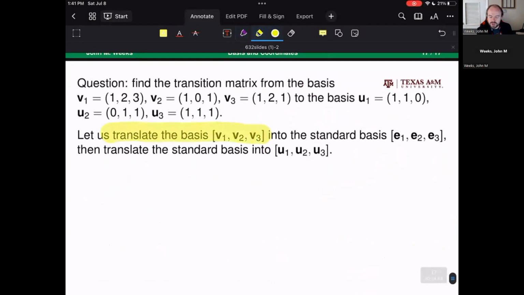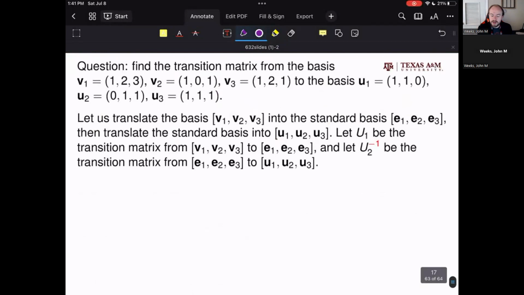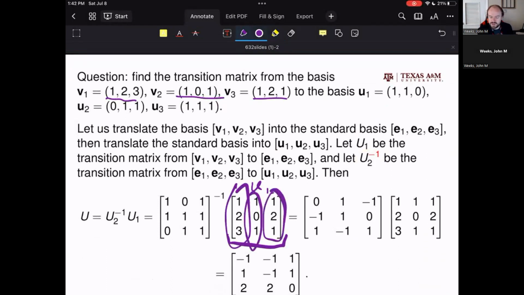We're going to try and translate V1, V2, V3 first into the standard basis, E1, E2, E3, and then translate that into the non-standard basis, U1, U2, and U3. So let's let U1 be the first transition matrix, and then let's let U2 inverse be the transition matrix from the old to the new. So U1 can be formed, that is this matrix right over here. This one is U1, from taking the columns of everything in terms of V, where we're starting from. So 1, 2, 3 is the first column, 1, 0, 1 the second, 1, 2, 1 the third.